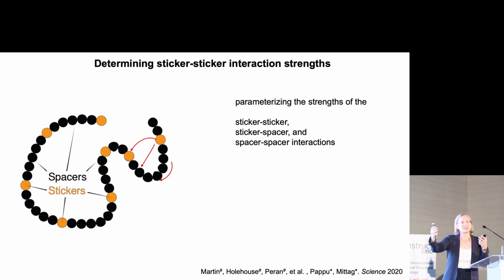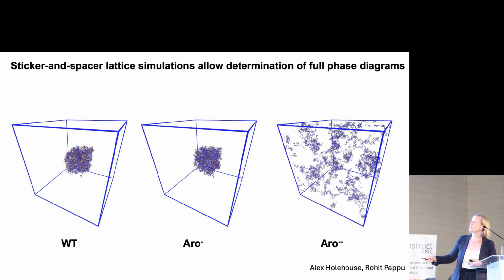But based on our experimental data, where we did these titrations of the numbers of residues and measured the single chain dimensions, Rohit Pappu and Alex Holehouse, with whom we collaborated a lot, in Rohit Pappu's lab overall on this topic, and you'll see this, extracted pairwise interaction strengths of sticker-sticker interactions, sticker-spacer interactions, and spacer-spacer interactions. And that allowed them to do coarse-grained or lattice simulations here. We put lots of chains of this in a box, and these only encode stickers or spacers, the individual beads. So it's a very simple model.